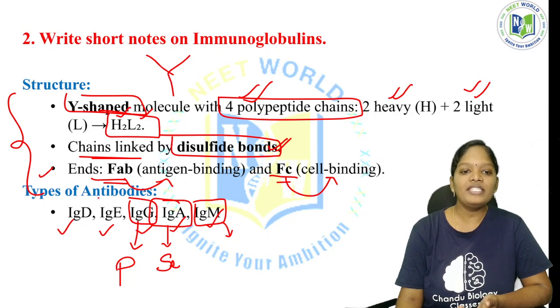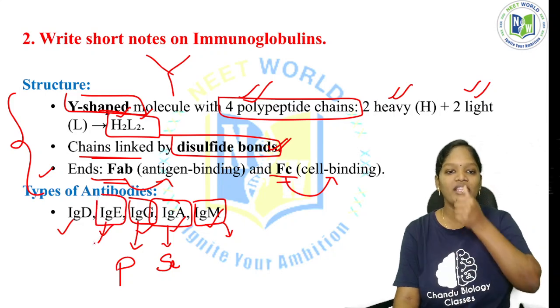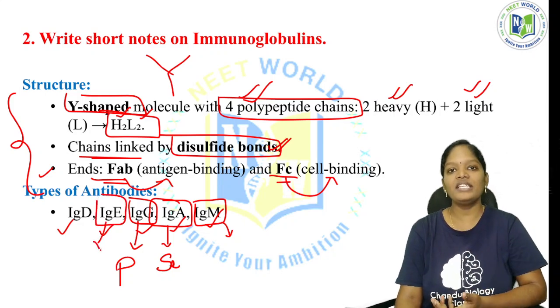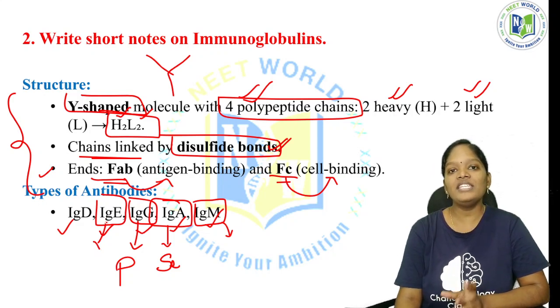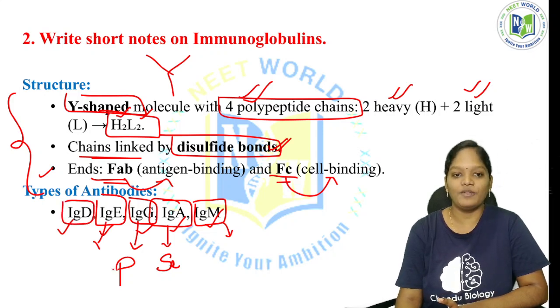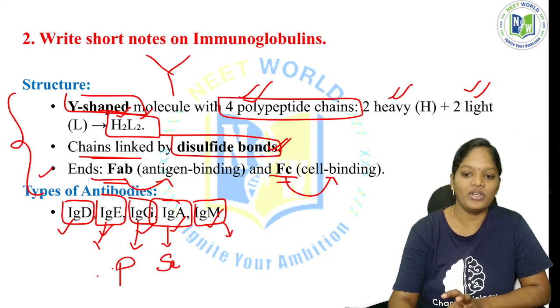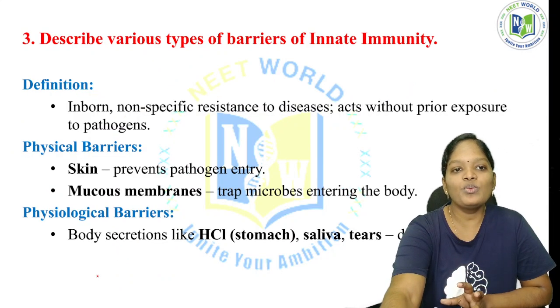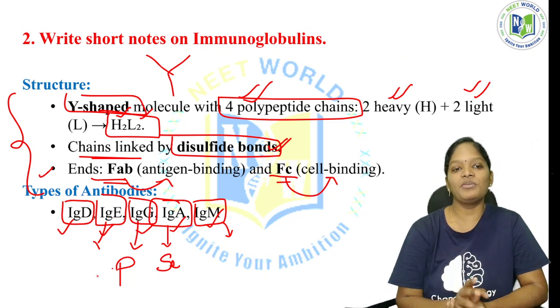IgE is responsible for the allergy reaction. Whenever a person is experiencing an allergy, they have IgE antibodies in higher proportion. IgD is involved in antigen presentation, the antigen presenting antibody. So that is all about the second question, write short notes on immunoglobulins.